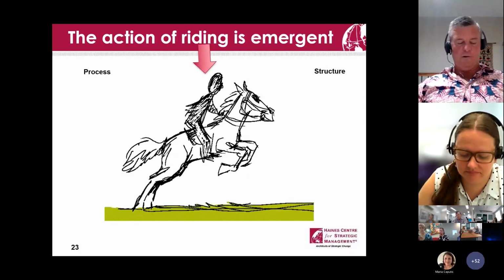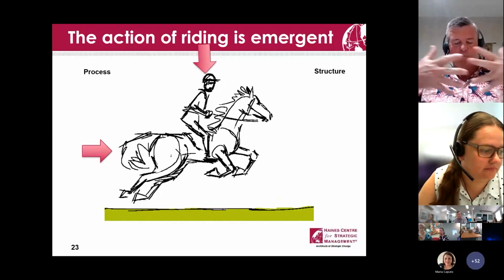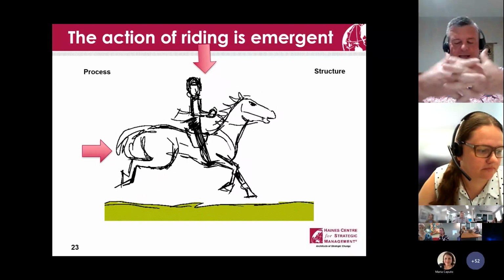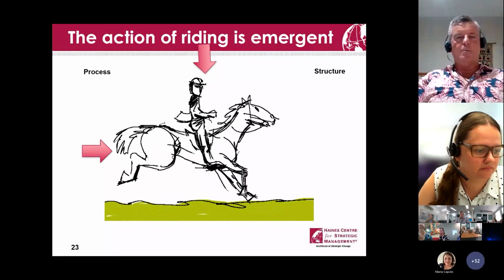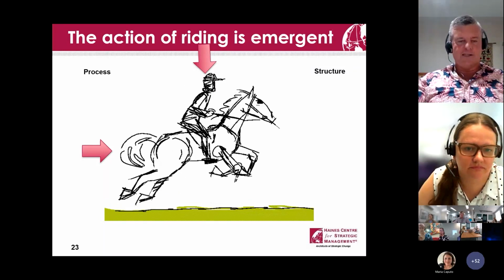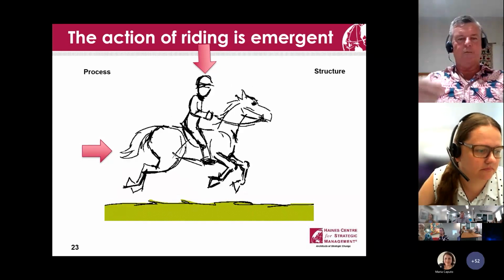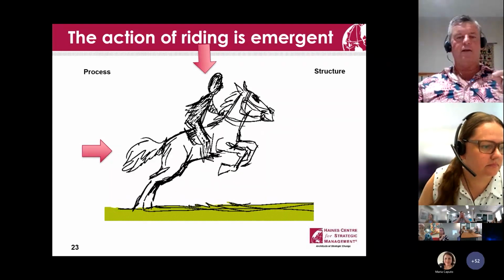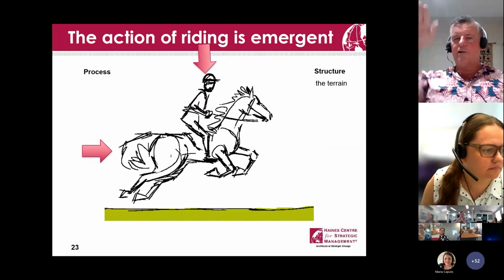So there's me on the horse, and of course, there's the horse. They're two parts, and we're co-acting together. We're interdependent in terms of achieving this emergent outcome, which is a successful riding experience. Now, there's other things that need to come into play, and this is what I want to illustrate here, what's process and what's structure. The structure is the terrain.